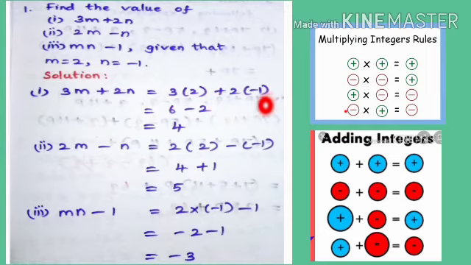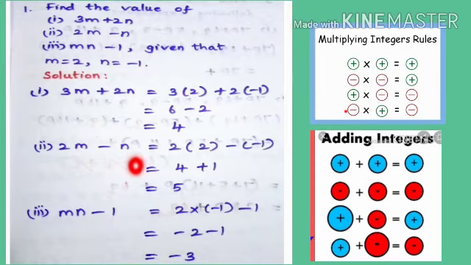Okay, in the next step, 3 into 2 is 6. And here, plus 2 into minus 1 is minus 2, by using the multiplication of integers rule. That is, the product of two different-signed integers is always a negative integer. So plus 2 into minus 1 is minus 2. And here, 6 minus 2 is 4, which is the required value for the given algebraic expression 3m plus 2n. So next, we'll do the next problem.